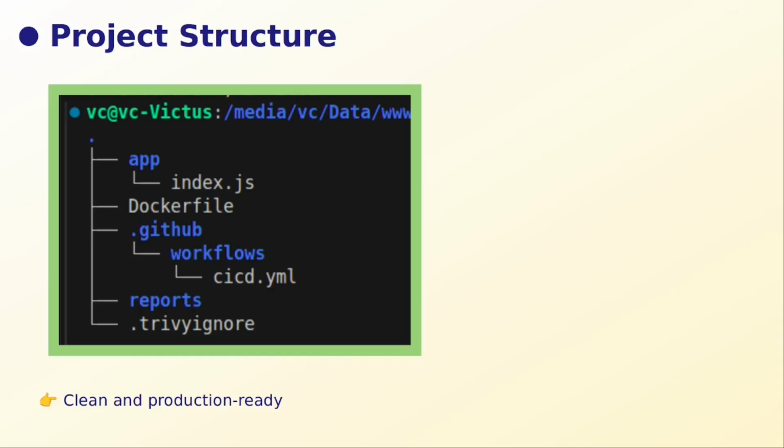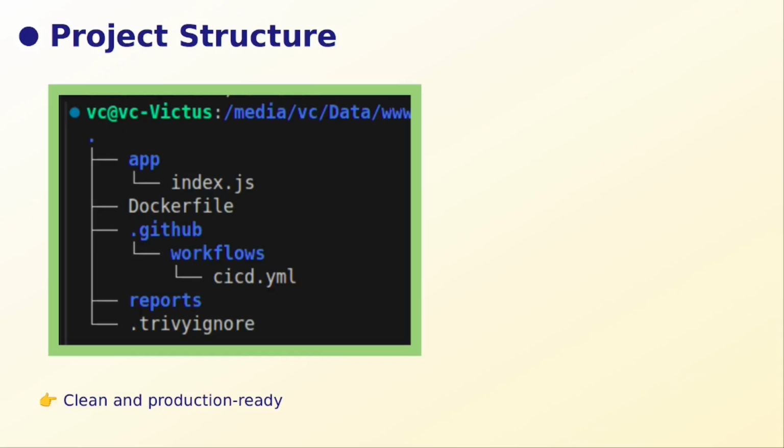Project structure. Simple structure. Let's take a look at the project structure. This structure is intentionally simple. The app folder contains our application code. The Dockerfile defines how we build our container image. Inside the GitHub workflows folder, we have the CI/CD YAML file. This is where we define our CI/CD pipeline.